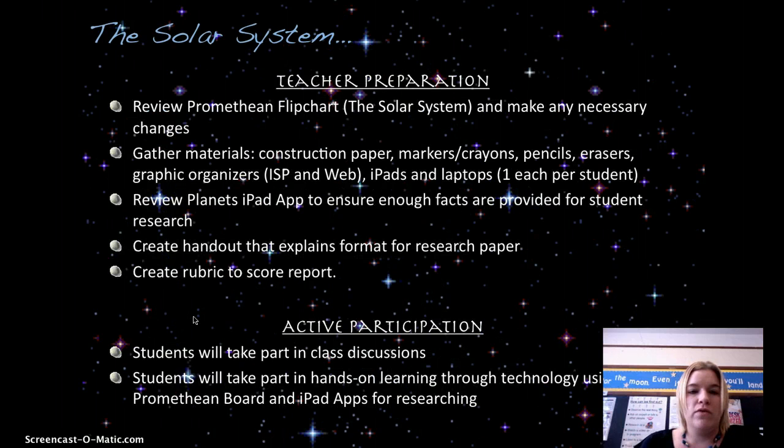The teacher preparation is to review the Promethean flip chart of the solar system and make any necessary changes. Gather materials such as construction paper, markers and crayons, pencils, erasers, the graphic organizers, iPads, and laptops, one for each student. You need to review the Planets iPad app to ensure that there are enough facts provided for student research. Create a handout to explain the format for the research paper and create a rubric to score the report. The students will be actively engaged by taking part in class discussions, as well as hands-on learning through technology using the Promethean board and the iPad apps for research.